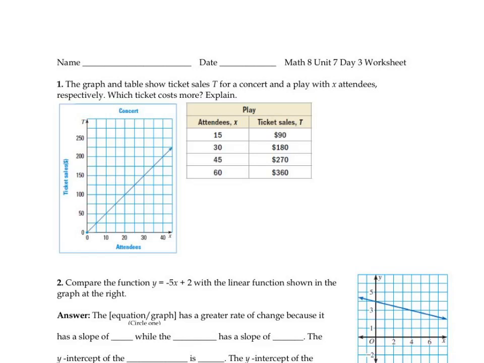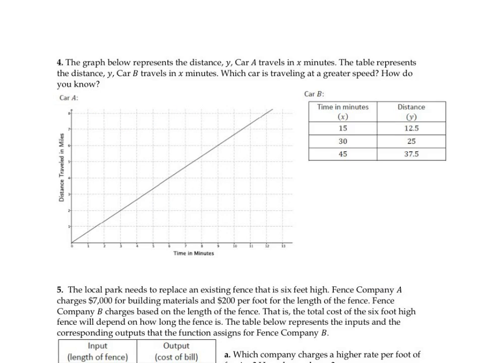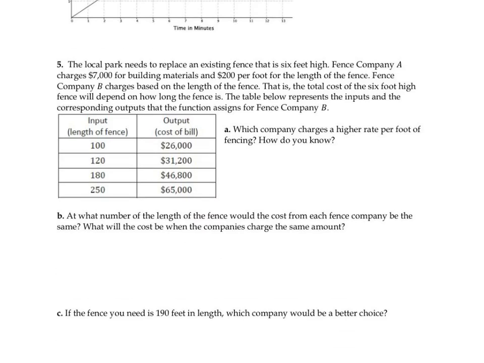Hey guys, so today we're going to look at the Unit 7, Day 3 worksheet, and we're going to flip over to the back, and we can look at number 5 together. So number 5 tells us that the local park needs to replace an existing fence that is 6 feet high. Fence Company A charges $7,000 for building materials and $200 per foot for the length of the fence.